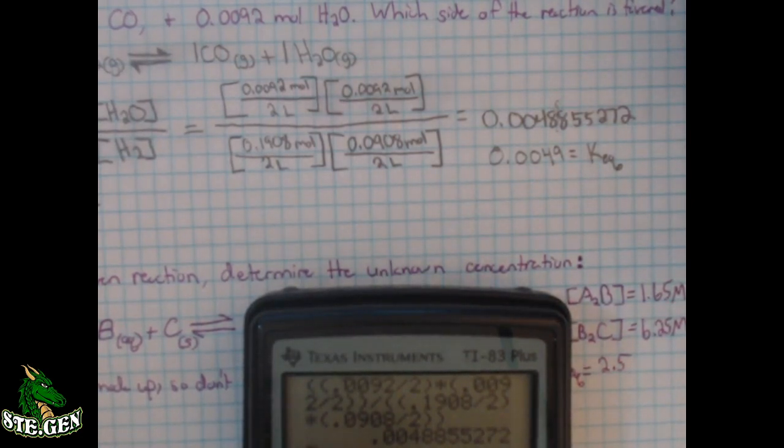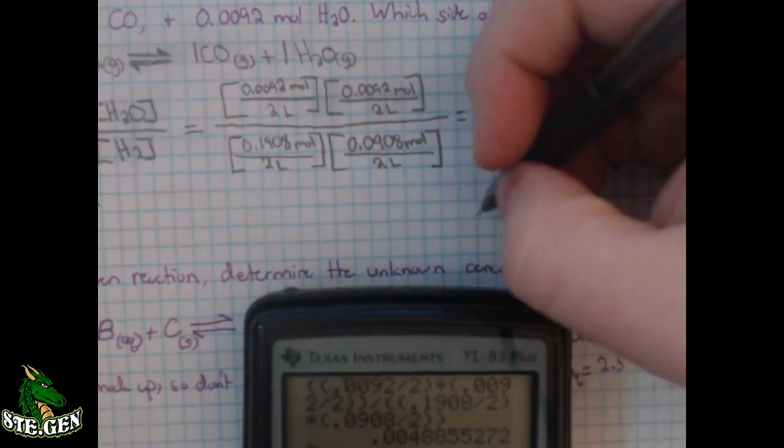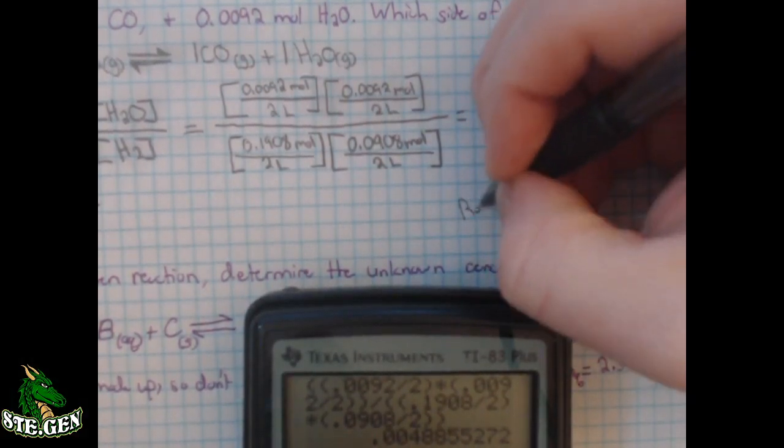So going back to the notes, KEQ of greater than 1 means products are favored. KEQ of less than 1 means reactants are favored. In this case, this is less than 1, and I would say it's not like a ton less than 1. So I would just say that reactants are favored.